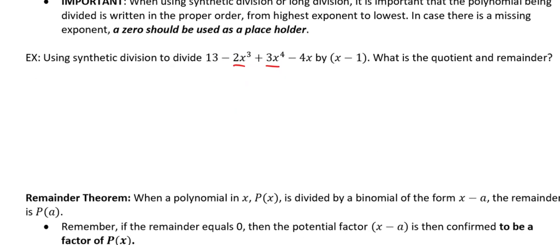So using synthetic division, let's do this one again. Actually, you know what? Let's rewrite it in descending power. I'll help you with that one first. So that would just be 3x to the 4, and then minus 2x to the 3. And then you could think about this like plus 0x squared, and then minus 4x, and then plus 13.